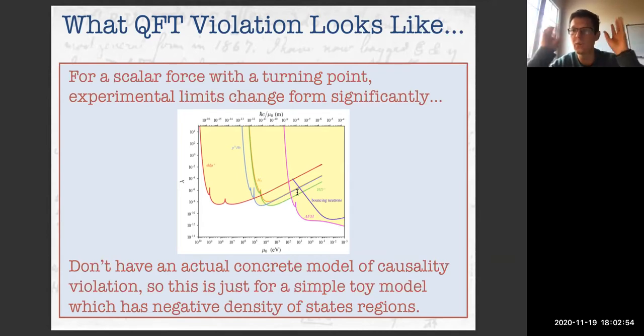Now, this is entirely wildly speculative, and I'm just giving this plot as an example. What we did is we took a density of states that was positive for a while and then negative for a little bit longer. So then you get forces that at short distances are attractive and at long distances become repulsive. And obviously, the region with a negative density of states is inconsistent with QFT.